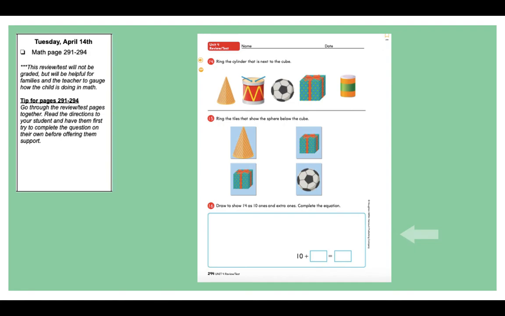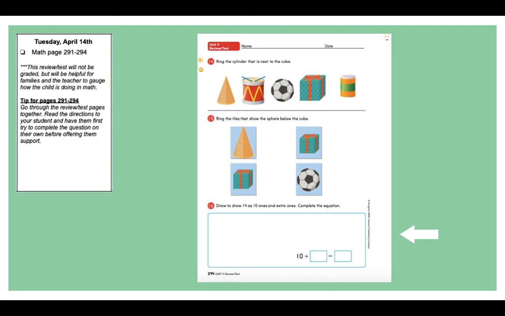All right, last one. Draw to show 14 as 10 ones and extra ones. Then it wants you to complete the equation. So it wants you to draw the number 14. I would draw it in circles. So I'm going to draw 14 circles, and I'm going to show a group of 10 and my extra ones. Sometimes we like to circle the group of 10 to help us find the extra ones.